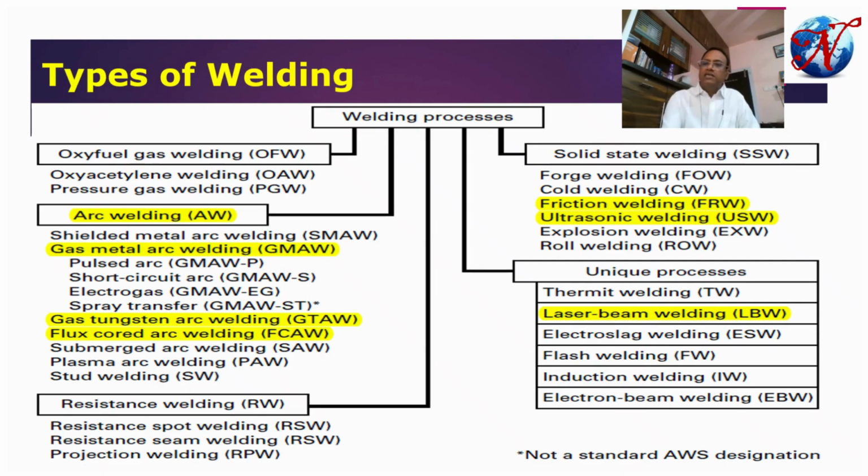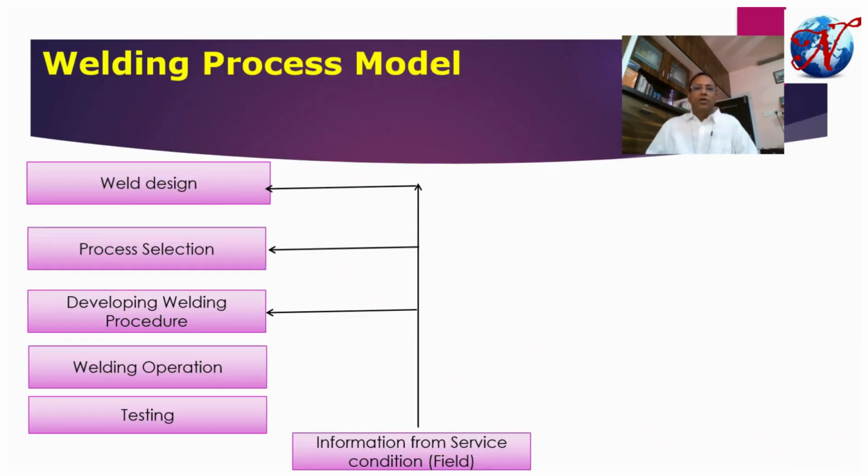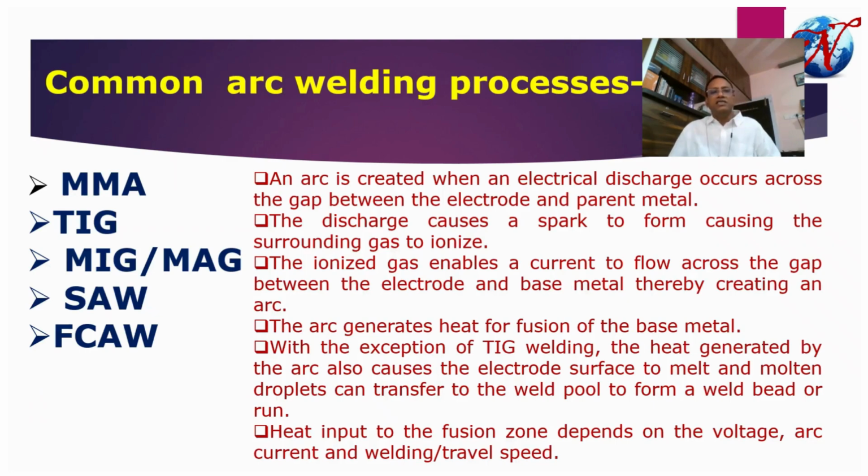in our subsequent classes. So for the welding process, if we are making a model for the welding of a particular component, a particular material, then the information for the service conditions, that is the field, needs to be gathered before the welding. That covers the weld design, process selection, developing the welding procedure, that is WPS, welding operation, and finally the testing.